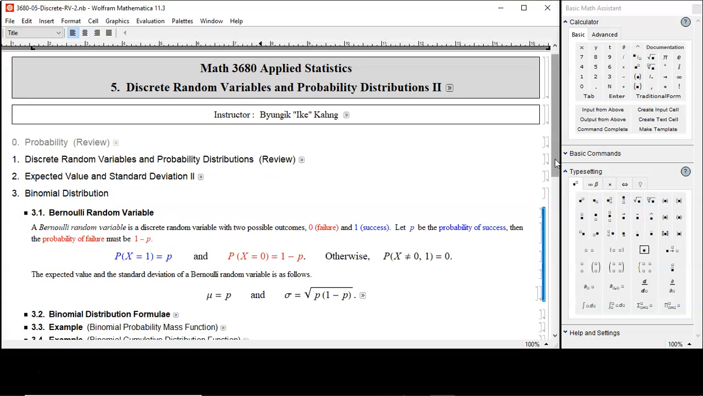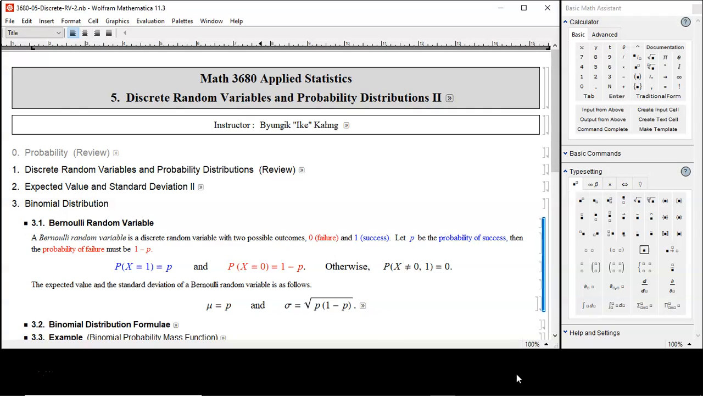First, we consider the simplest possible case, the Bernoulli random variable. Let's consider only two possible outcomes, 0 for failure, 1 for success, and nothing else. Here I'm using a color coding of 1 for success, blue, and 0 for failure, red, and no other color. Each outcome will have a probability, so let p be the probability for success. Then, by default, the failure probability will be its complement, 1 minus p.